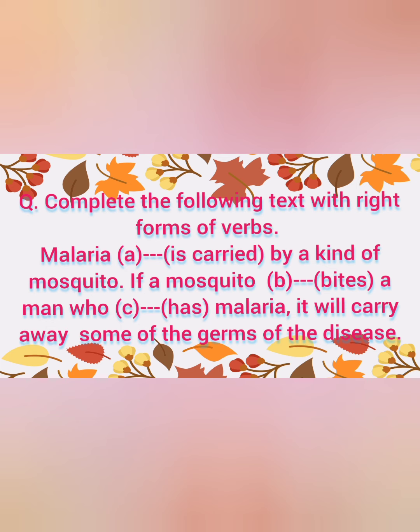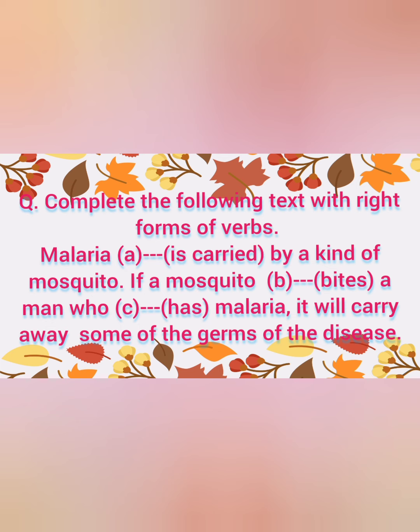Here in number A, the subject is malaria. It is the subjective form of the object and the verb is carry. Here this is the passive form of the sentence, and for the passive form we use an auxiliary verb before the verb. Malaria is third person singular, that's why the auxiliary verb is is, and the third form of the main verb, that is carried. So the answer is carried.